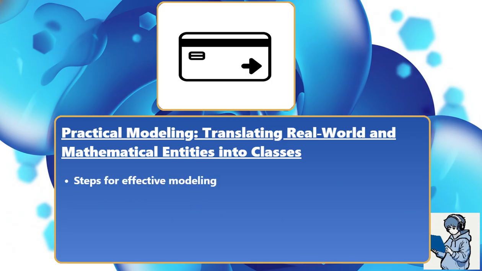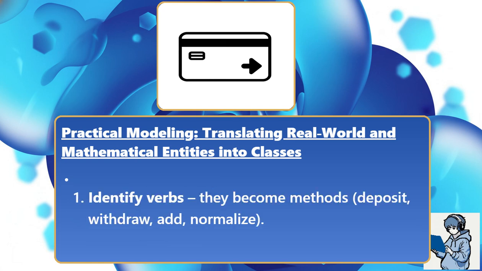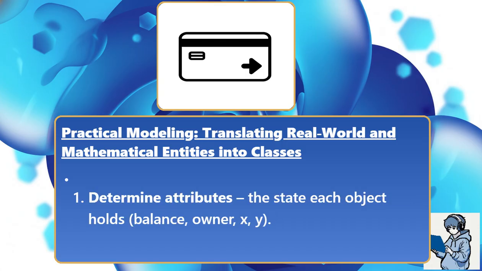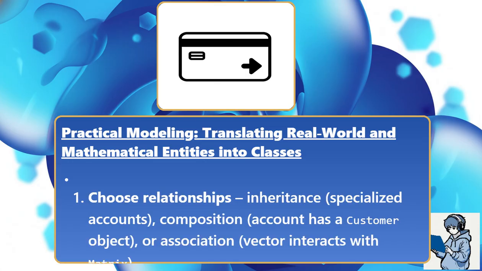Steps for effective modeling. Identify nouns, they often become classes, such as dog, account, vector. Identify verbs, they become methods, for example, deposit, withdraw, add, normalize. Determine attributes, the state each object holds, such as balance, owner, x, y. Define invariants, rules that must always hold. For example, balance greater than or equal to 0, vector components are numbers. Choose relationships: inheritance, such as specialized accounts; composition, where an account has a customer object; or association, where a vector interacts with a matrix.